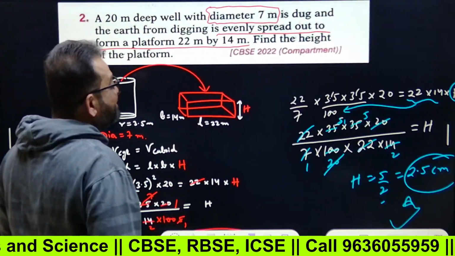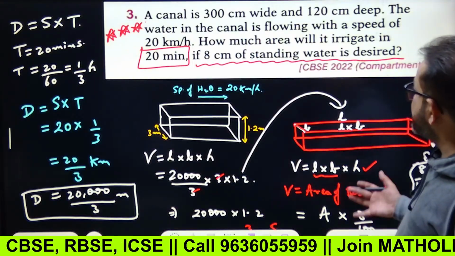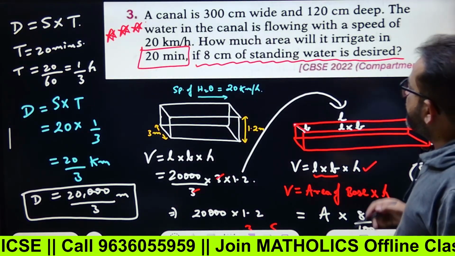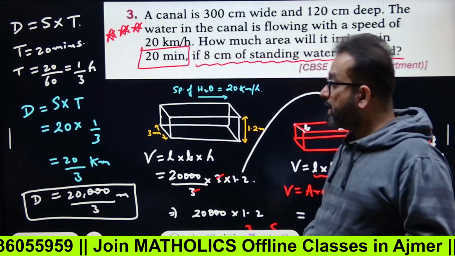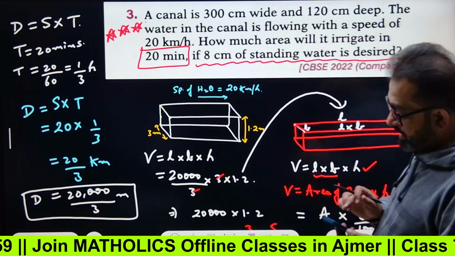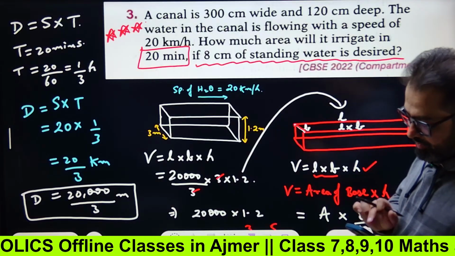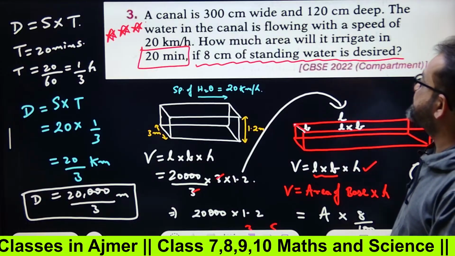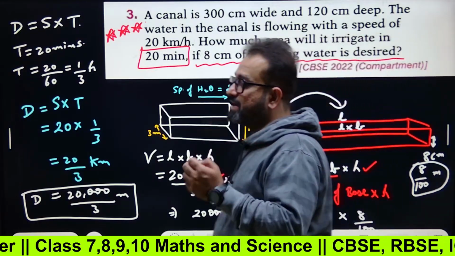Okay. Next. A canal is 300 centimeter wide and 120 centimeter deep. The water in the canal is flowing with a speed of 20 kilometers per hour. How much area will it irrigate in 20 minutes if 8 centimeter of standing water is desired? 8 centimeter of standing water is desired.